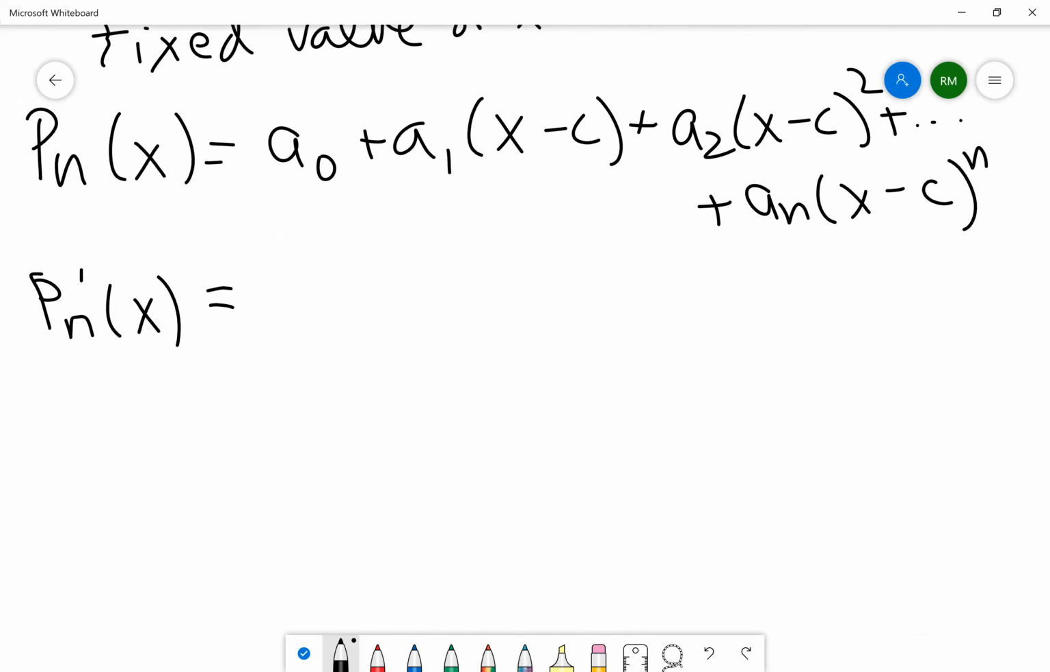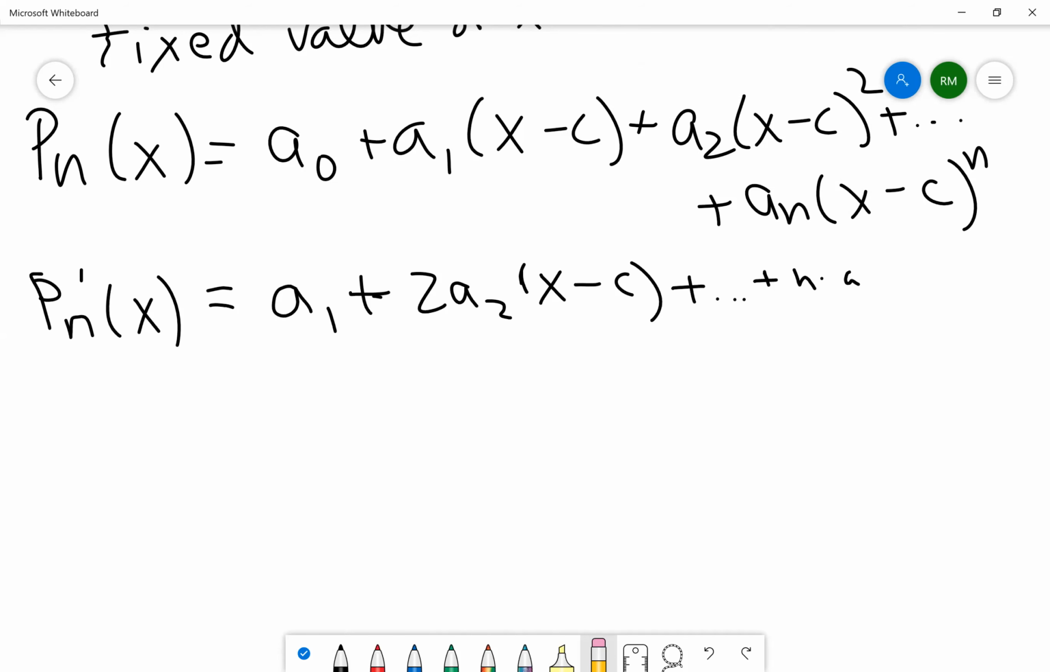We see that the constant term a0 goes away. We have a1, and then we have some other terms. We have 2a2, and then all the way up to n times an, and that's raised to the n minus 1. All right, let's take a second derivative, to give you a sense of what's happening.